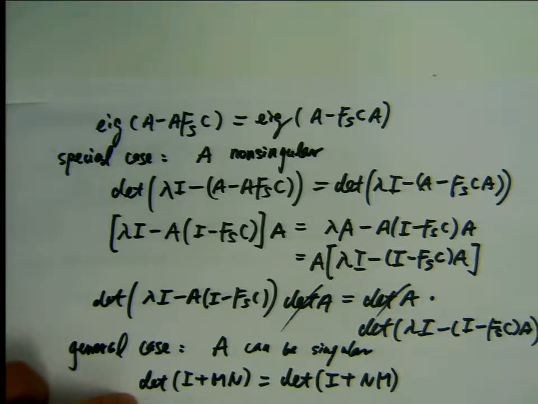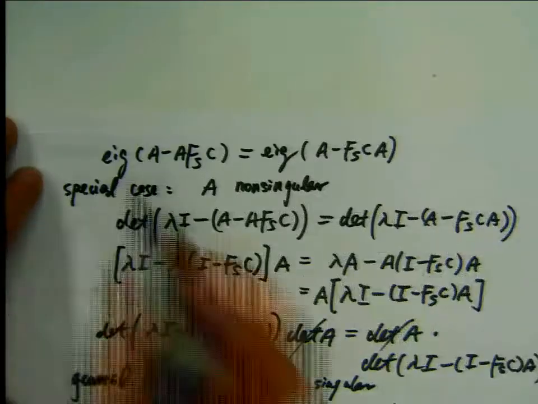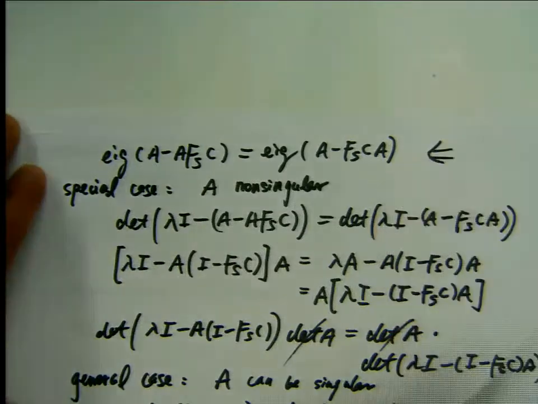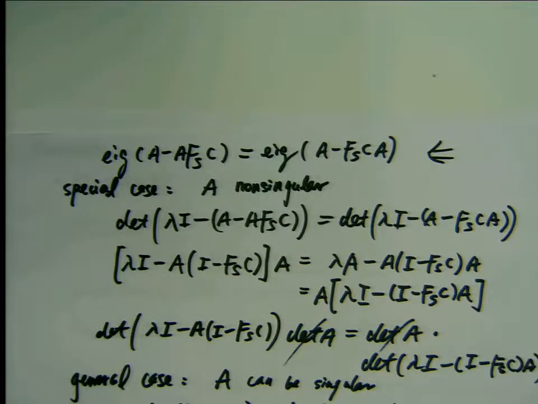It's a fact that the determinant of I plus m times n equals the determinant of I plus n times m, provided that the dimensions match. Okay? But either way, I just want you to understand this is our goal. And as long as you get this idea, it's fine. All right? Any questions for this part?